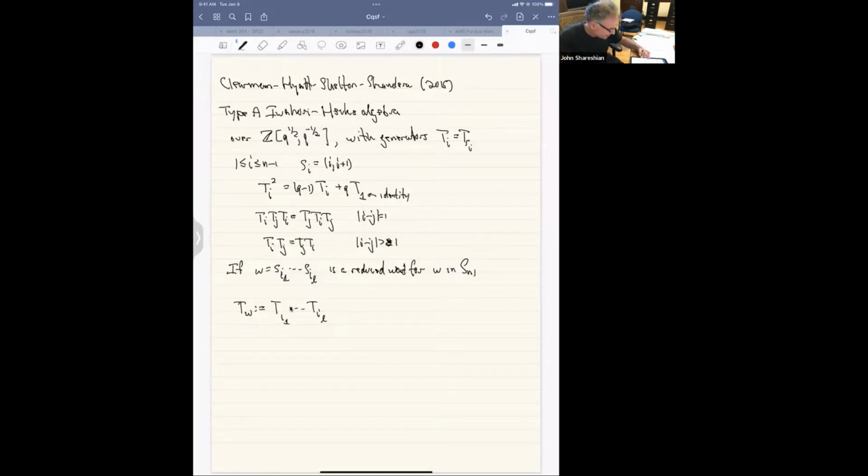And now these T_w, right, is a basis for this Hecke algebra, which I should have given a name earlier, H_n(q). Okay.